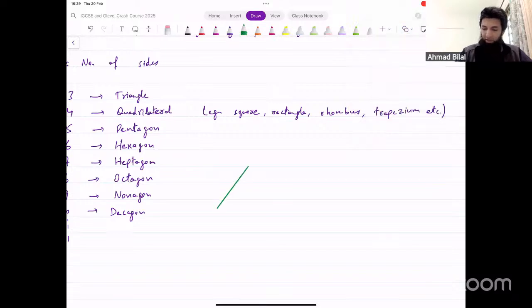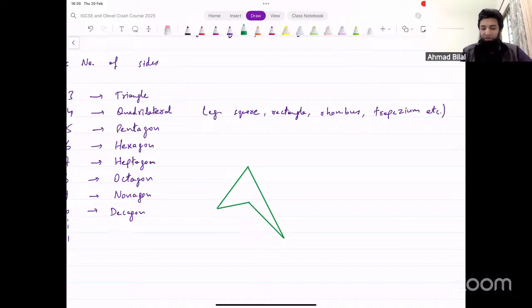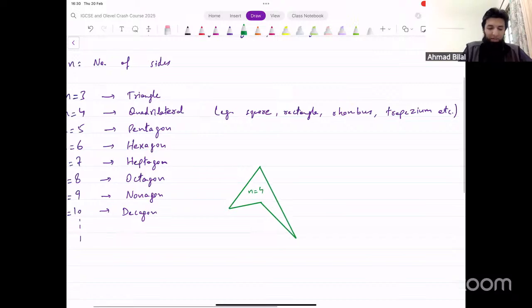Let's say you have a figure like this. Now, it does not have to be a standard shape. It could look something weird like this as well. How many sides does it have? It has 4 sides. It's a quadrilateral, right? Because it has 4 sides. This is a quadrilateral.